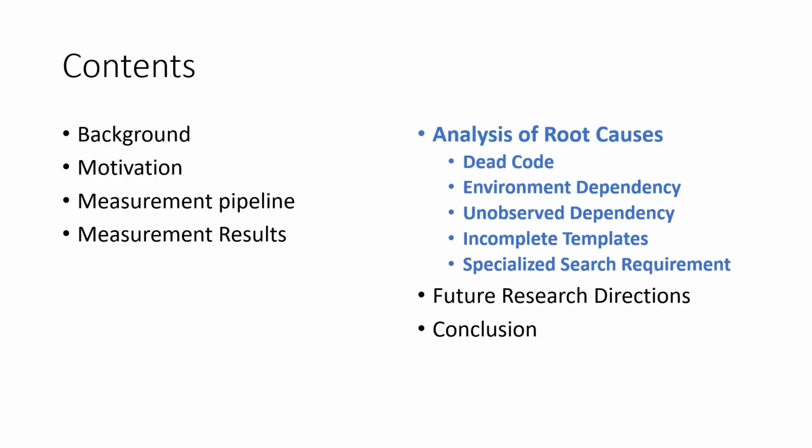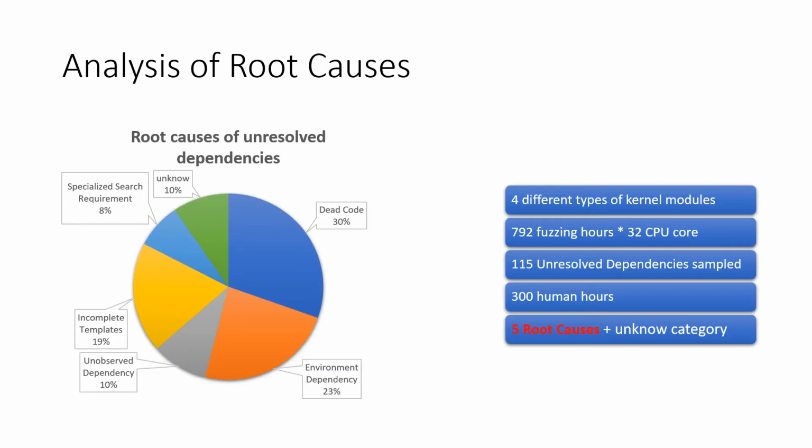Now we will present the root cause of those unresolved dependency. We pick 4 different types of kernel module, run a long fuzzing on them, and sample more than 100 unresolved dependency. After more than 300 human hours, we finally find 5 root causes and their distributions.